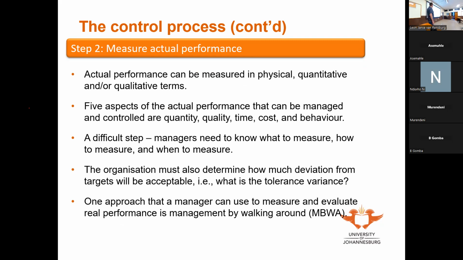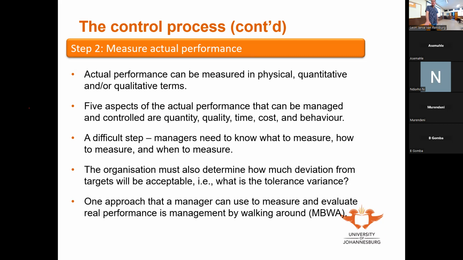Step 2, measure-based performance. Actual performance can be measured in physical, quantitative, and or qualitative terms. That's important. 5 aspects of the actual performance that can be managed and controlled are quantity, quality, time, cost, and behavior. A difficult step, managers need to know what to measure, how to measure, and when to measure. The organization must also determine how much deviation from targets will be acceptable. What is the tolerance variance?